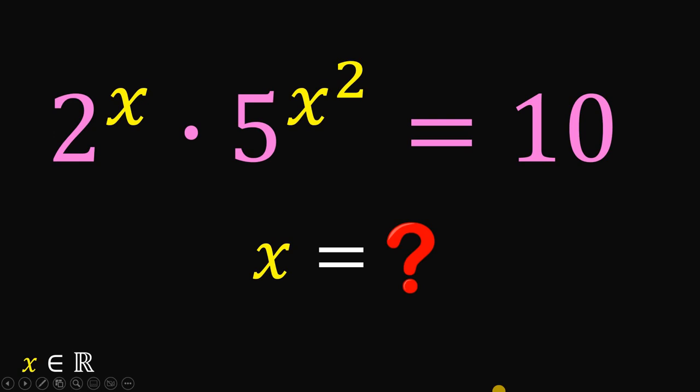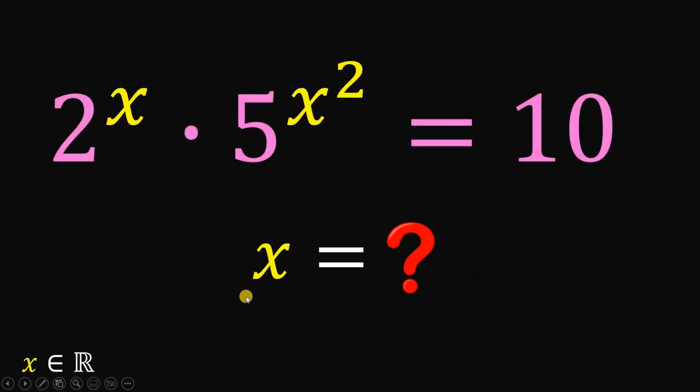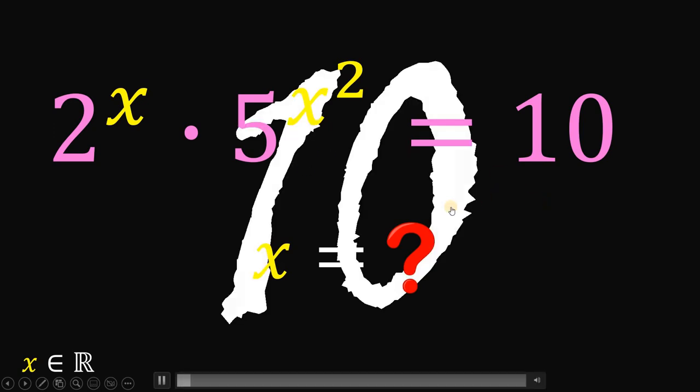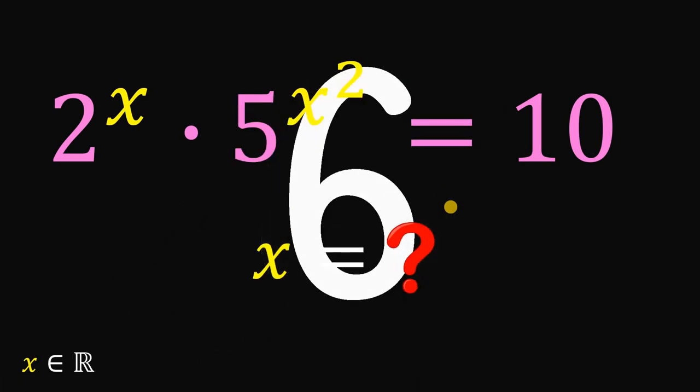Can you solve this math challenge? Here's the question. Solve for the real value of x. Given this equation, 2 raised to x multiplied by 5 raised to x squared equals 10. You can pause this video if you want to give this problem a try.